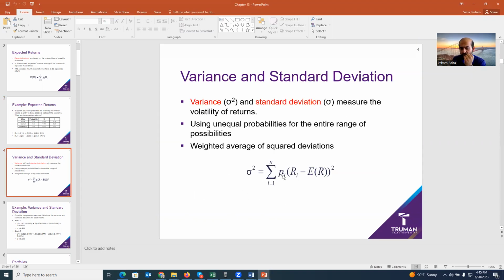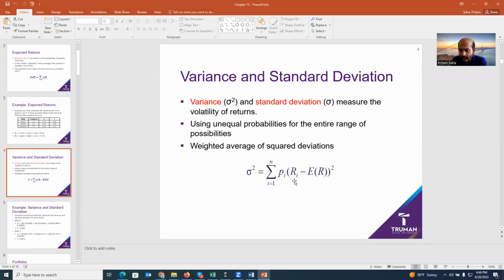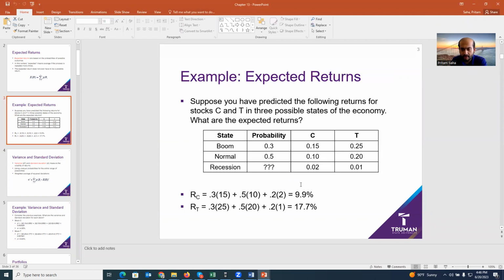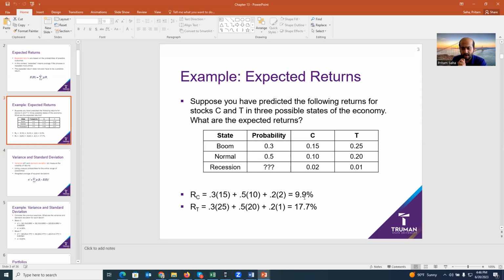Now, this is the formula for expected risk, okay? This is the same Pi, which is probability of different state of economy. This is Ri, so return on different state of economy. Now, this is not an i. If you look at it, there's no i. This is expected return. This is a constant value. So these will vary in different state of economy, but this will not. This is a constant return of your stock. So expected return is basically 9.99 for stock C, 17.7 for stock T.